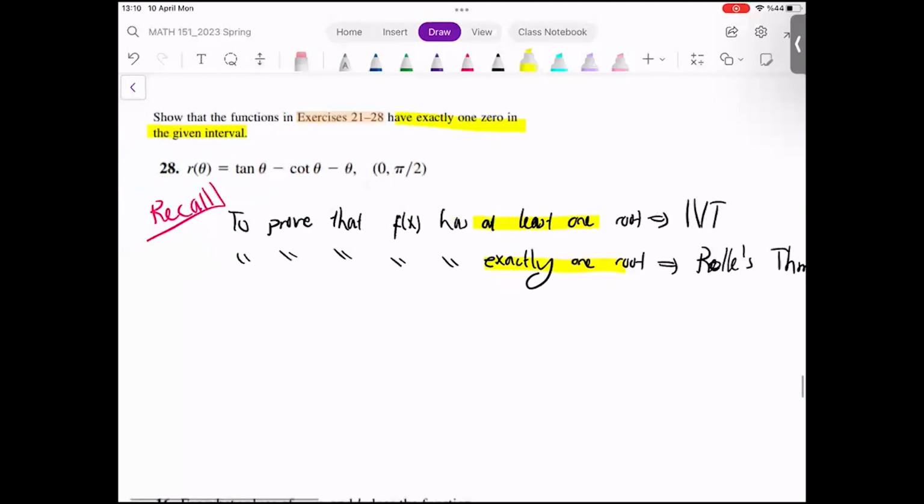So now let's turn back to examples. A function is given: tangent theta minus cotangent theta minus theta, and the interval is given like that. To prove exactly one root, you first need to prove that there is at least one root by the intermediate value theorem, and then we will use Rolle's theorem to prove that it is exactly one.